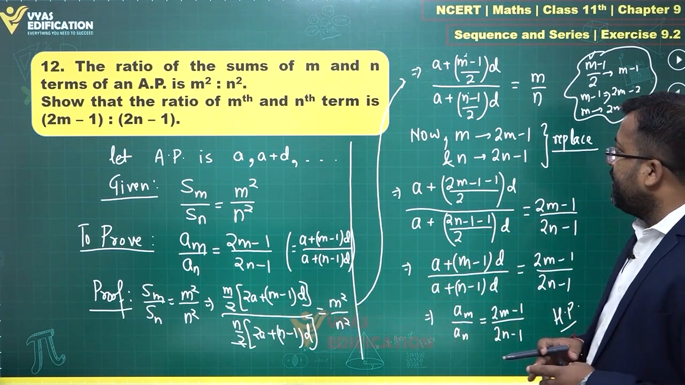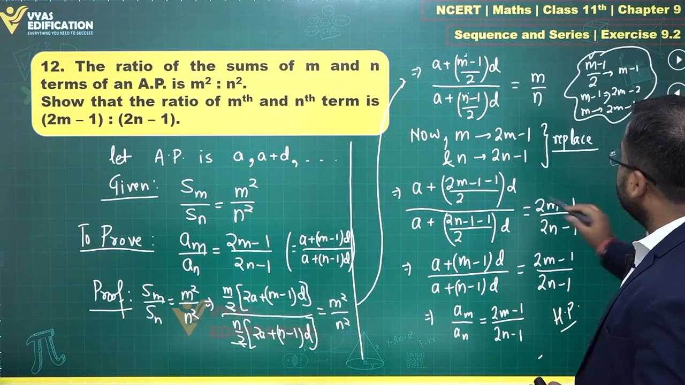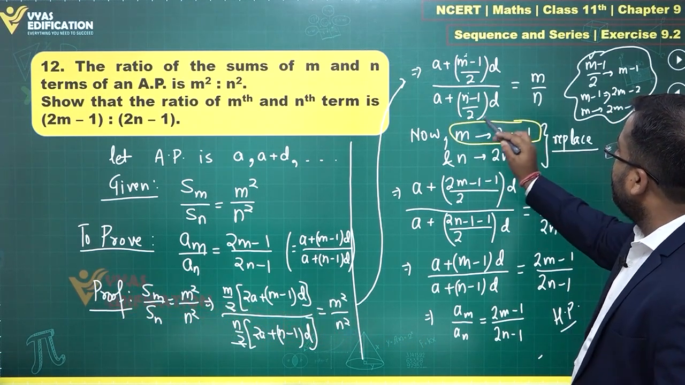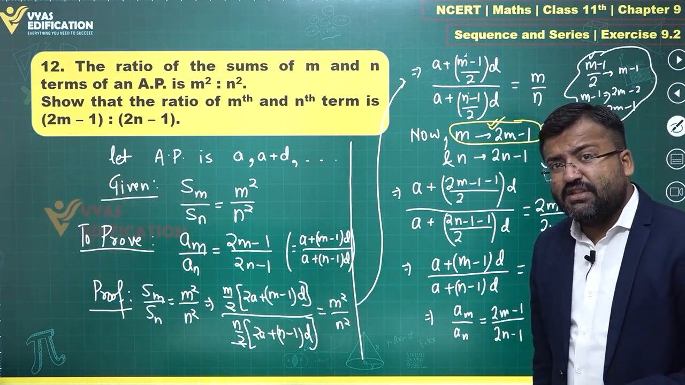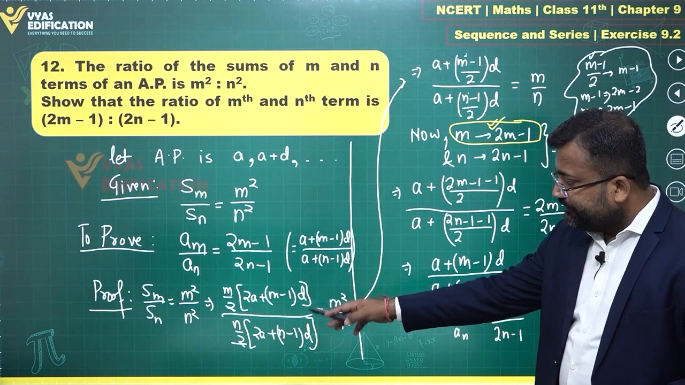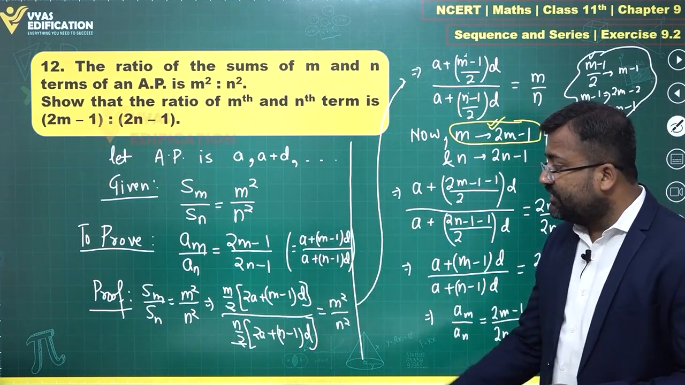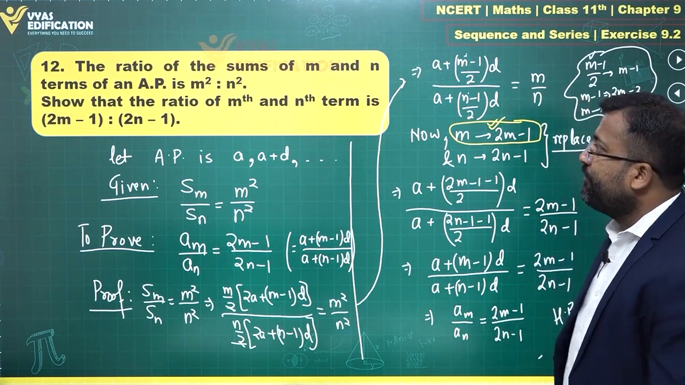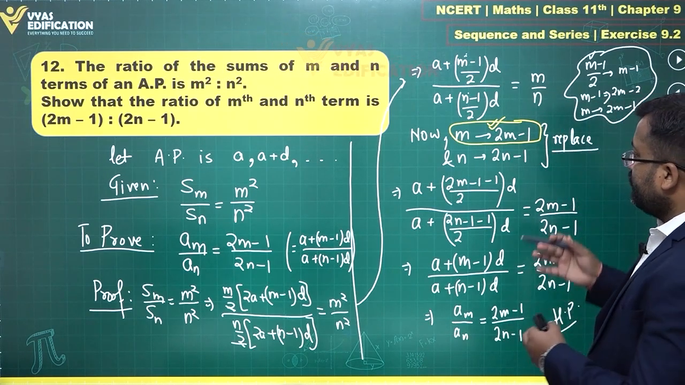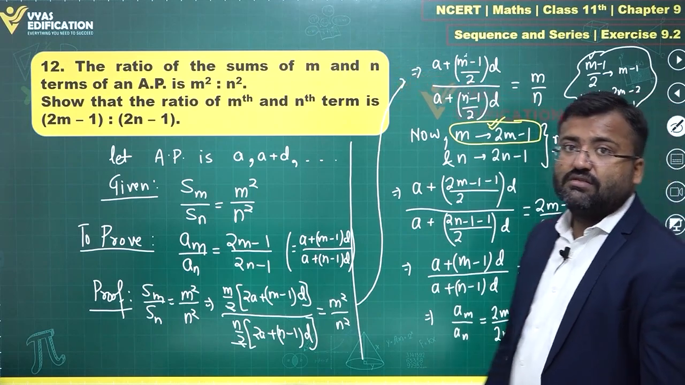So the important thing is this step over here: m is replaced with 2m minus 1. When you are given the ratio of the sums of n terms, for getting the ratio of the nth terms, you replace m by 2m minus 1. That's what you do. Right. That's the 12th question for us and the proof of this complete question.